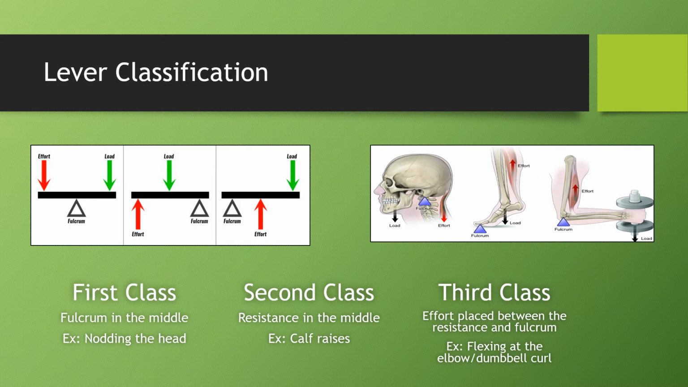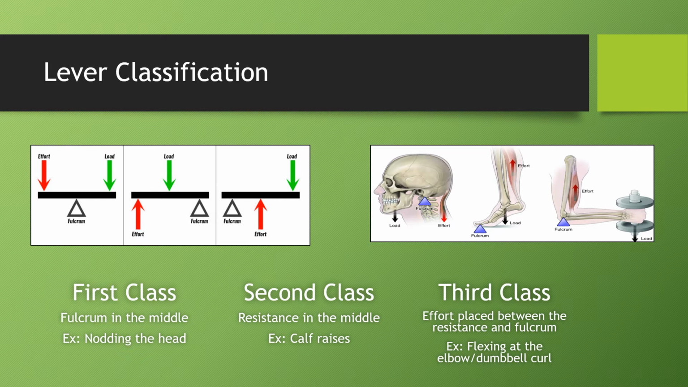Levers are classified by first, second, and third class depending on the relation among the fulcrum, the effort, and the resistance. First class levers have the fulcrum in the middle. An example of this would be head nodding. In this case, the spinal column acts as the fulcrum. Second class levers have the resistance in the middle. An example of this would be calf raises.